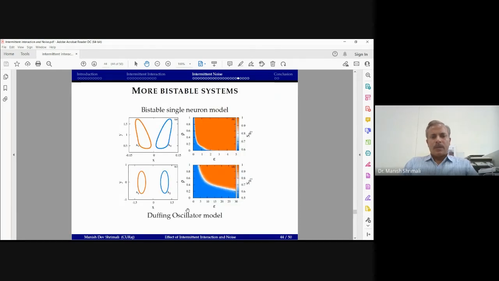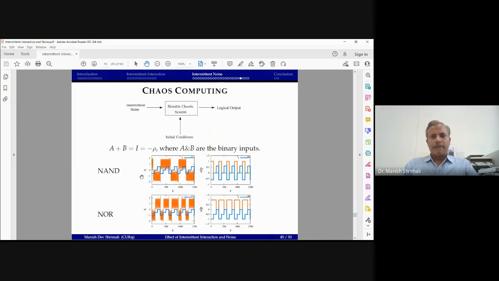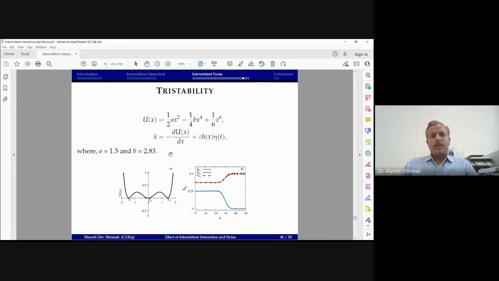We have considered other examples like the Duffing oscillator also, and this scheme works. We have also tried logic gate operations, and we could do it successfully for NAND and NOR gates, where we apply this intermittent noise, and we can see that these are the results.